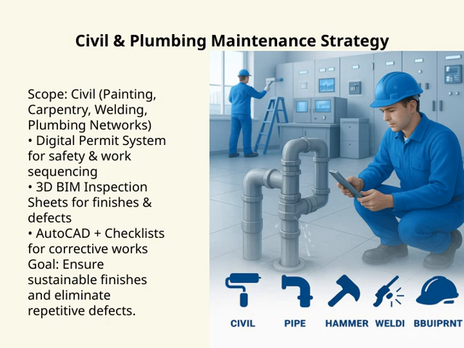In this slide, we're focusing on our civil and plumbing maintenance strategy. The scope covers essential areas like painting, carpentry, welding, and plumbing networks. To manage these effectively, we're implementing a digital permit system, which helps us ensure safety and proper work sequencing. This system allows us to coordinate tasks smoothly and reduce risks on site.